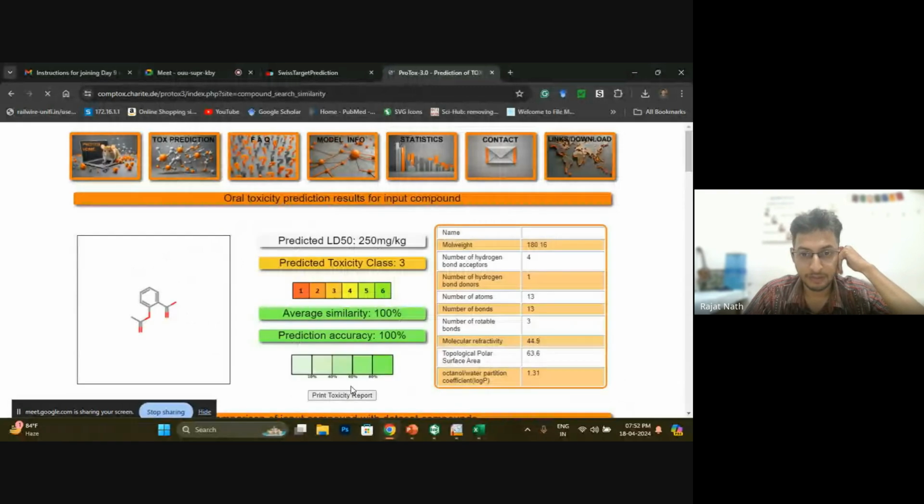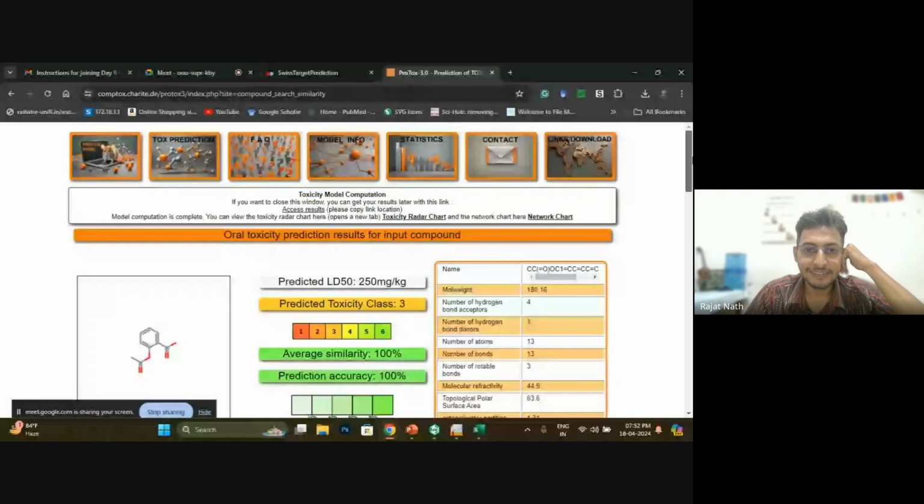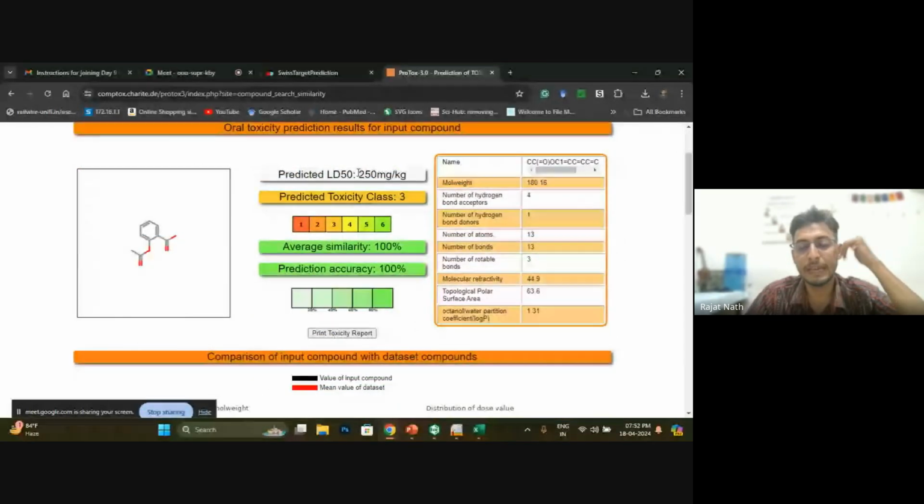So in this case, the predicted LD50 value is 250 mg per kg. Okay. So what is LD50 value? I hope you know what LD50 value is, but if you don't know, LD50 value means if 250 mg per kg dose is given to 100 individuals, 50% of the individuals will die. So this is the LD50 value, lethal dose 50. That means the amount of dose that will kill 50% of the population is denoted by the LD50 value.